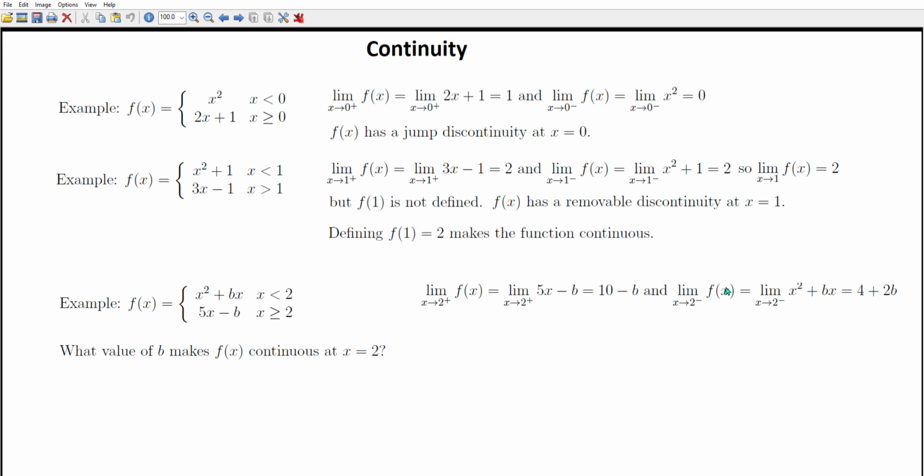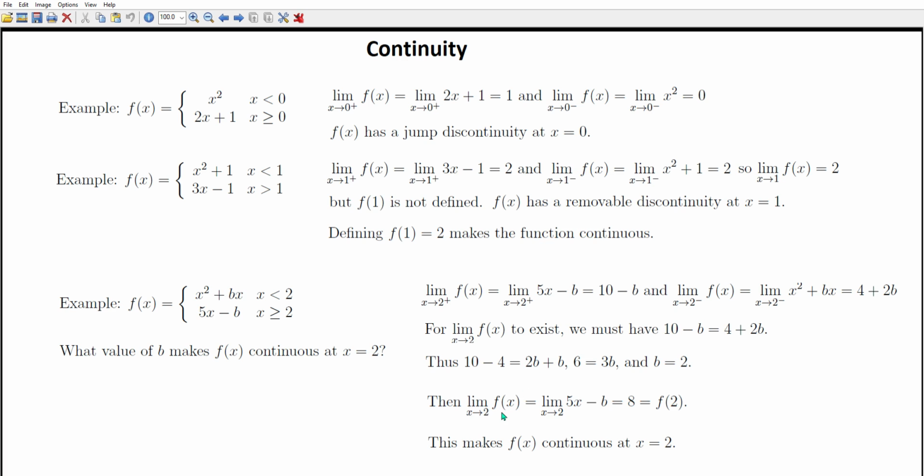The limit as x goes to 2 minus is the limit as x goes to 2 minus of x squared plus bx. Plug in 2, and you get 4 plus 2b. If the two-sided limit is going to exist, these two things have to be equal. We do a little algebra. 10 minus b equals 4 plus 2b. 10 minus 4 equals 2b plus b. 6 equals 3b, and b equals 2.